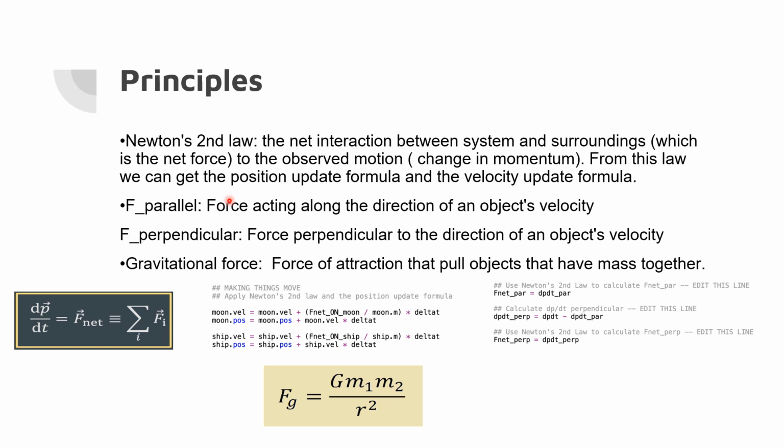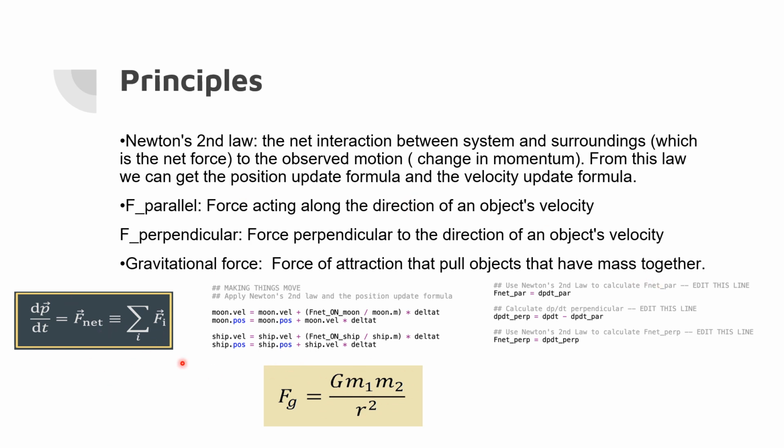We also have F parallel, which is a force acting along the direction of the object's velocity, and F perpendicular, which is the force perpendicular to the direction of an object's velocity. And then we also have gravitational force, which is the force of attraction that pulls objects that have mass together. We have the gravitational force equation right here.